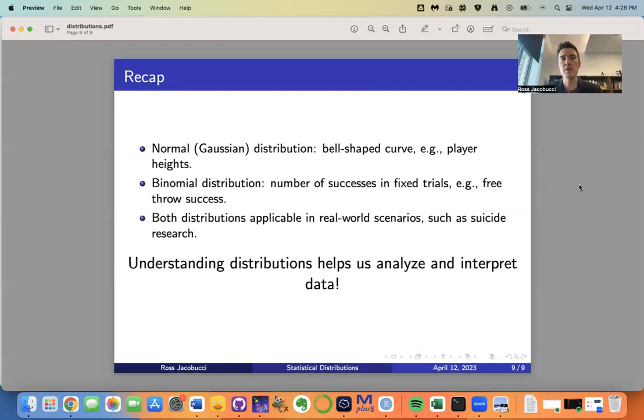So to recap, the normal or Gaussian distribution is a bell-shaped curve illustrated by basketball player heights. The binomial distribution describes the number of successes in a fixed number of trials, as shown by the free throw success in basketball. Both types of distributions can be applied in real-world scenarios, such as suicide research. Understanding distributions helps us analyze and interpret data, so always keep these concepts in mind when working with data.